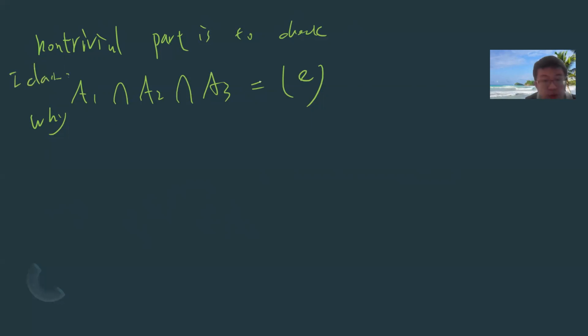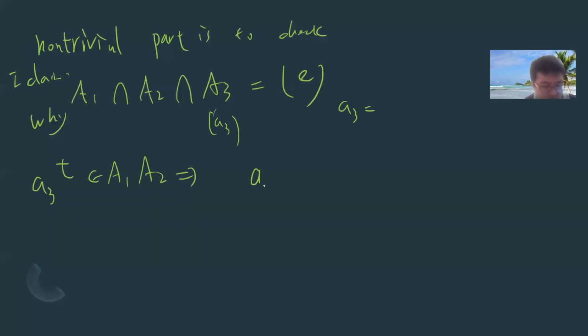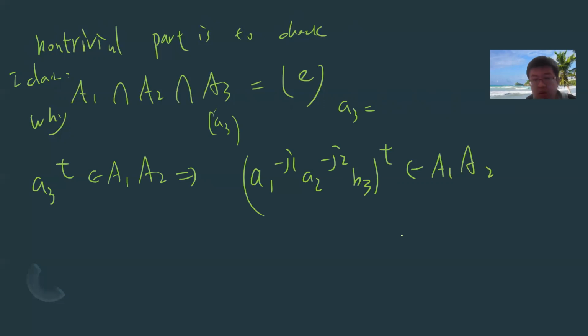Okay, so this is very simple. I already know that A1 intersection with A2 is trivial, right? So let's say A3 has some strange power T which belongs to A1 A2, right? So which tells you that A3 is defined. Remember that A3 is defined to be A1 minus J1, A2 minus J2, B3. So you get A1 minus J1, A2 minus J2, B3 to the power T belongs to A1 A2, right? But this is A1 A2, right? So which tells you that B3 to the power T must be in A1 and A2.